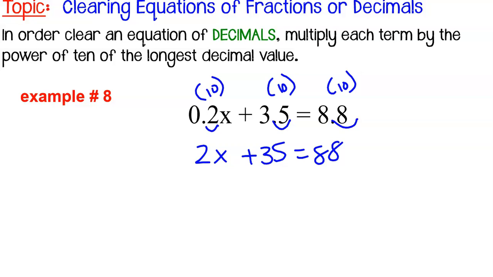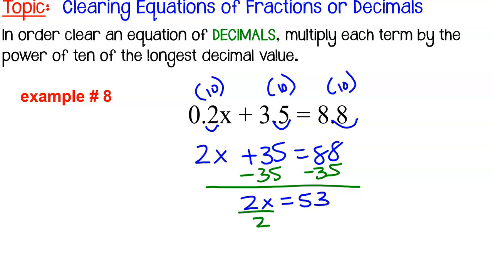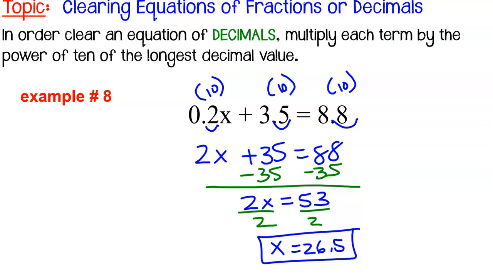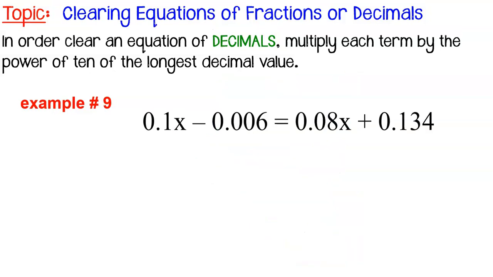And now use your inverse operations. Pause the video if you need to take a longer look. Now let's try it again. Look at every single term and find the longest decimal value. 1 place, 3 places, 2 places, 3 places. So 3 is the longest decimal place, so we're going to multiply everybody by 10 to the third power, also known as 1,000.